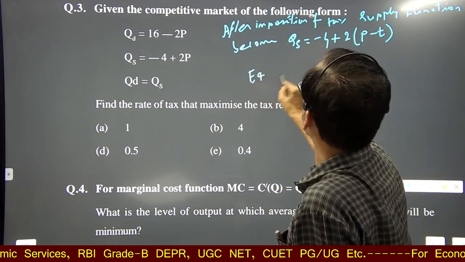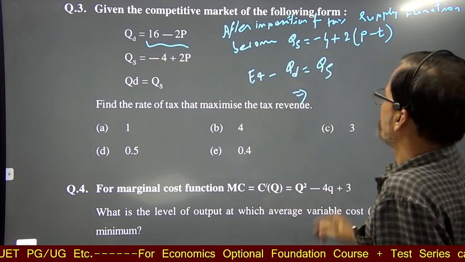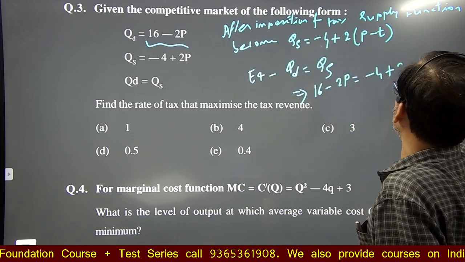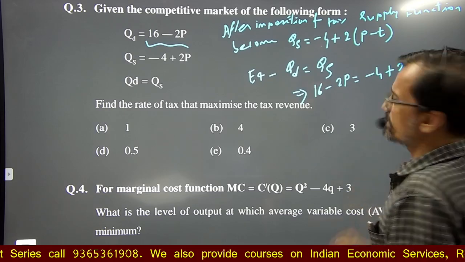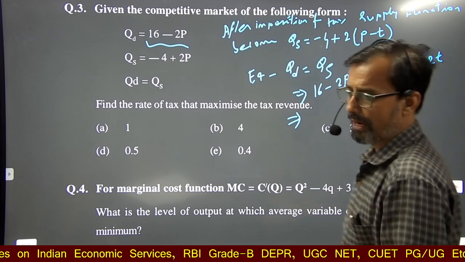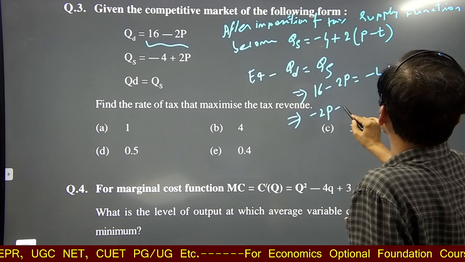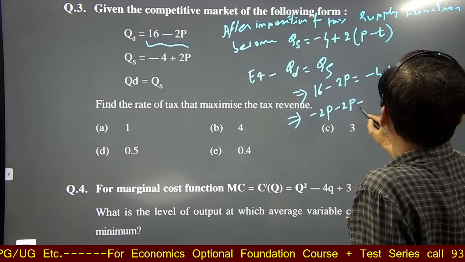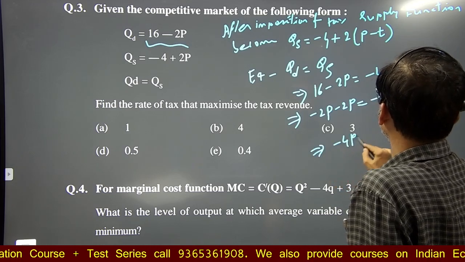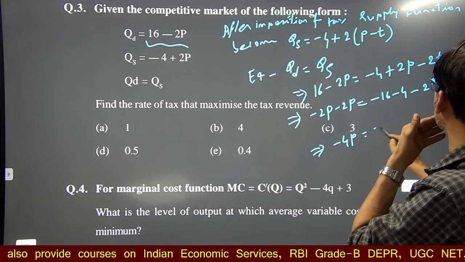Now the equilibrium condition: quantity demanded is equal to quantity supplied. What is the quantity demanded? 16 minus 2P. And the new supply is minus 4 plus 2P minus 2T. Now we can solve it. We have to find the price. So minus 2P here, also minus 2P when it comes here, is equal to minus 16 minus 4 minus 2T. So here minus 4P, and here 16 minus 20 plus 2T.